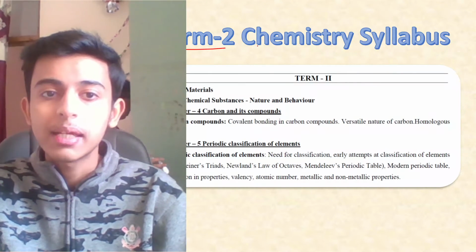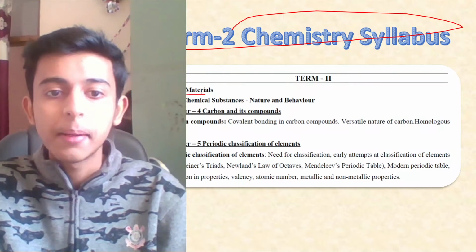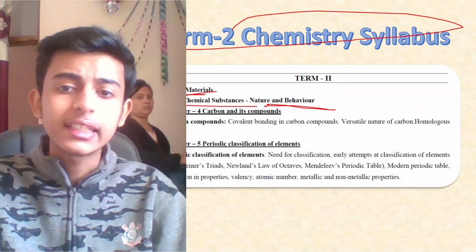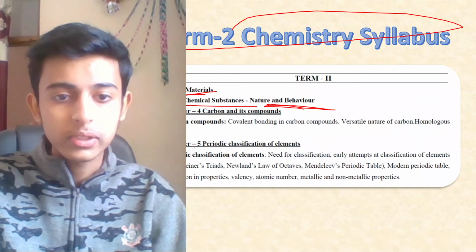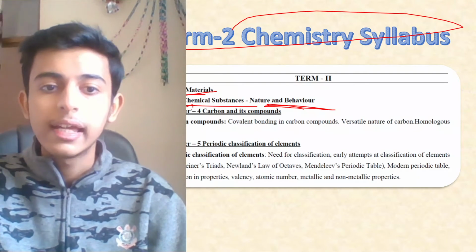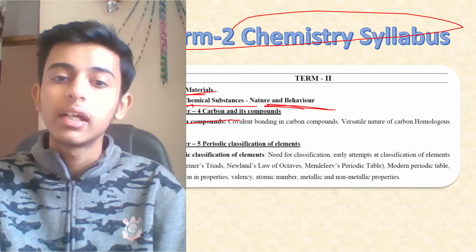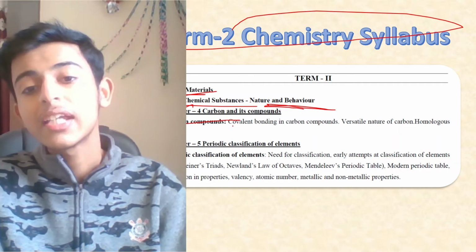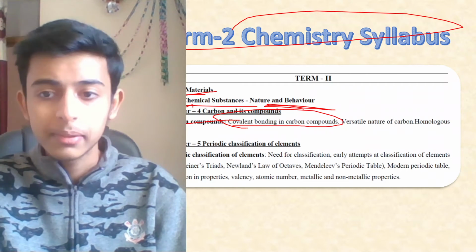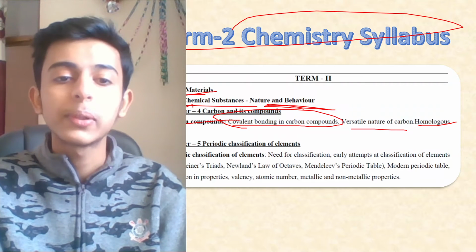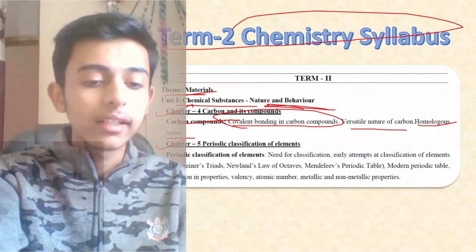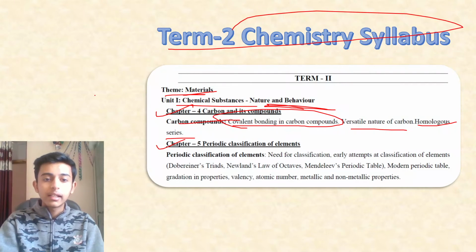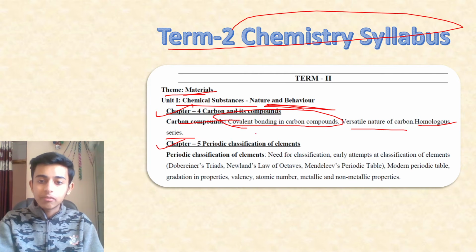So what is the chemistry syllabus with us? That is materials, chemical substances, nature and behavior, carbon and its compounds, and periodic classification of elements. Two chapters are there. In carbon and its compounds, the topics that we have are covalent bonding in carbon compounds, versatile nature, and homologous series. That's it. Just a second. Yeah, now it must be visible. So these are the three topics that we will be dealing with.